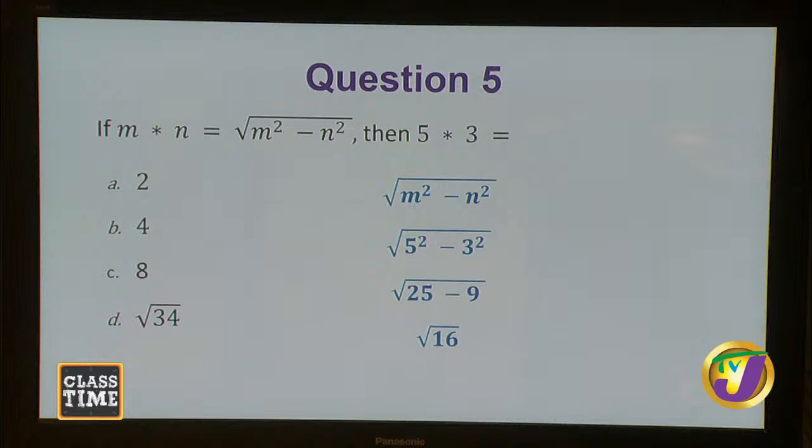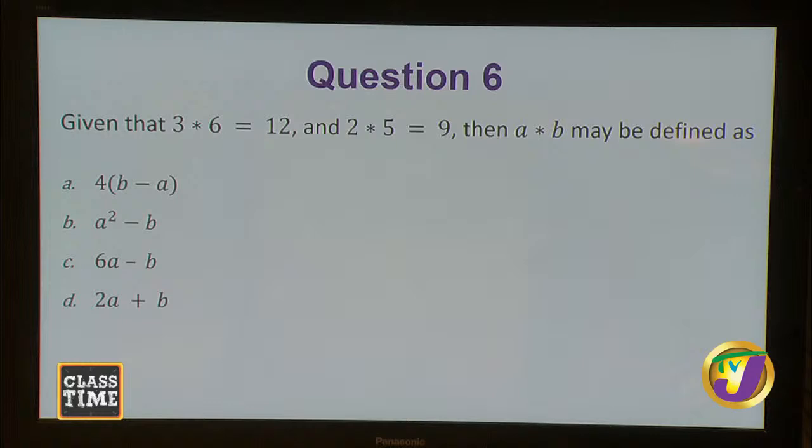So we know 5 squared is 25, 3 squared is 9. And if we subtract these values, we are finding the square root of 16, which is not 8, but 4. All right, so let's go to question 6.